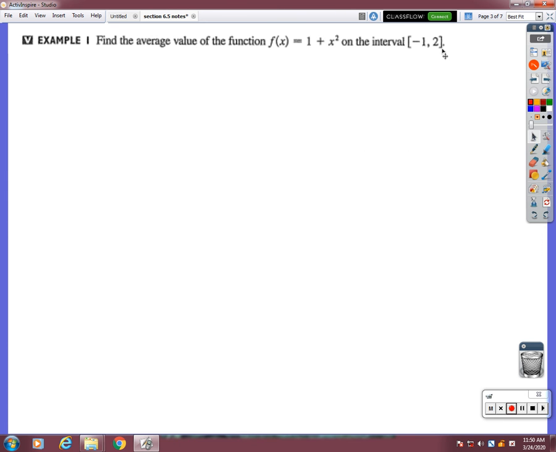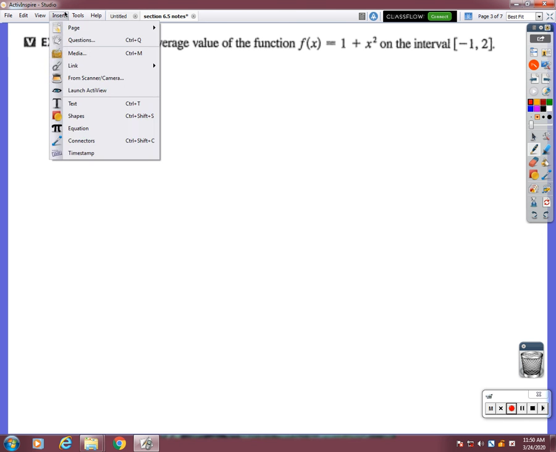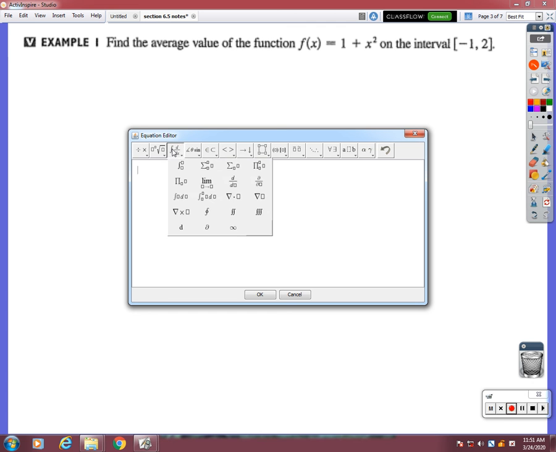Let's do a quick example here. In this example it says to find the average value of the function 1 plus x squared on the interval from -1 to 2. Alright, so in order to do that, what we're going to do first is evaluate that integral. So let me get a little graphics going here. So we're going to do the integral from -1 to 2.